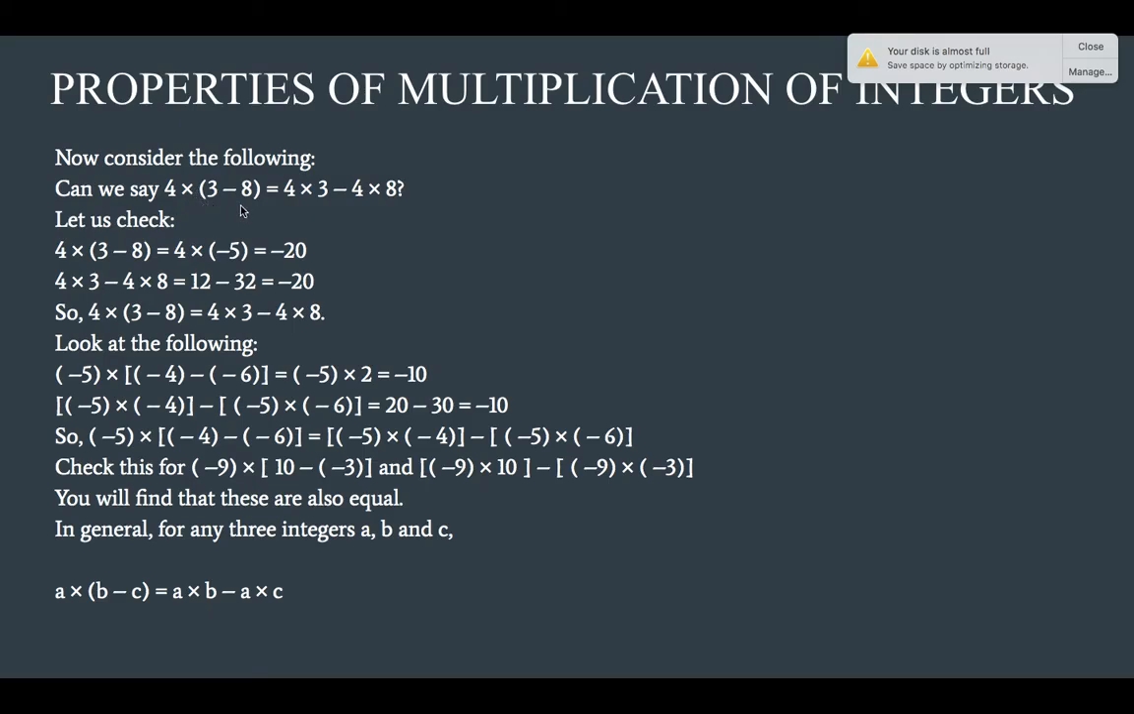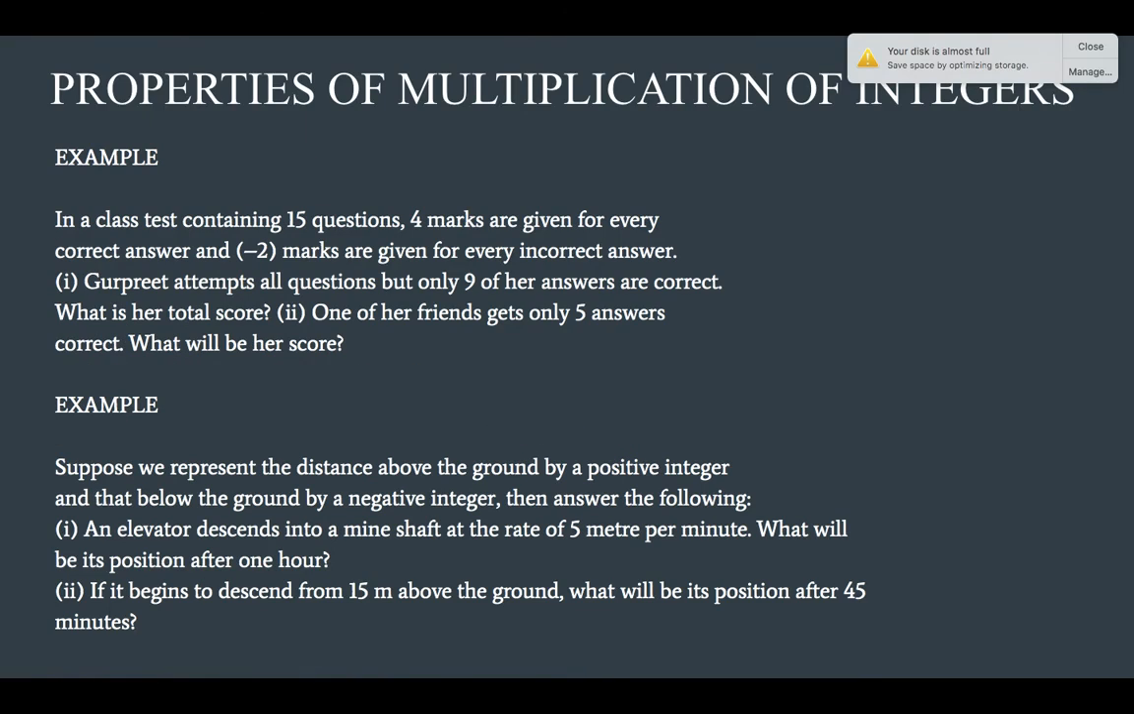Now this is a subtraction example. The multiplication will get distributed over the negative sign here. So 4 into 3 minus 8 is nothing but 4 into 3 minus 4 into 8, and you can check it for yourself. So in general we can say that for any three integers a, b and c, a into bracket b minus c is nothing but a into b minus a into c.